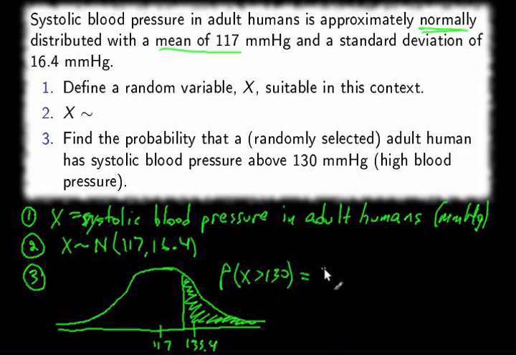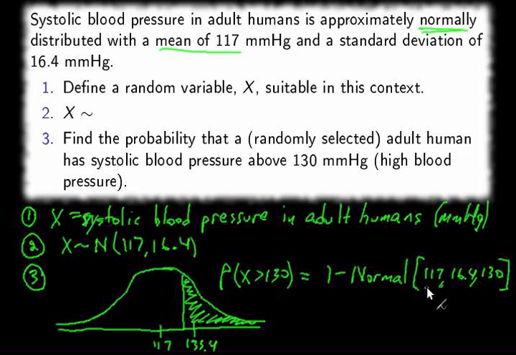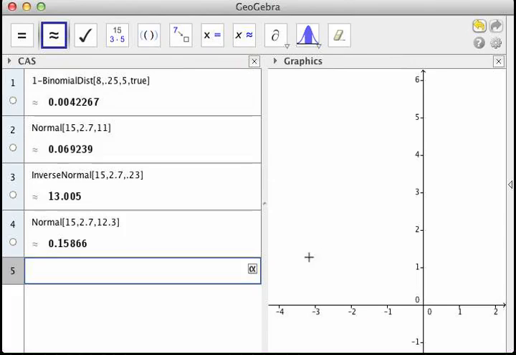So when we go to the computer to ask, and we shall ask GeoGebra for the answer. And in this case, since we have an area to the right of a line, that means we need to do 1 minus normal, and then the mean, standard deviation, and the x value for which we want the area to the right. So that's the command. Now let's get GeoGebra and put that in.